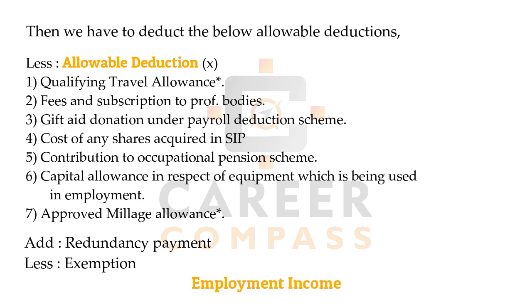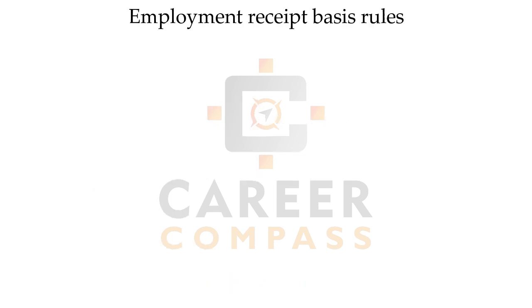So now see the other concepts of this chapter, and the first one is the employment receipt basis rules. Now what is the meaning of employment receipt basis rule? It generally determines the basis period of your employment income, like in which tax year the income from the employer should be taxed, like in 2018-19 or 2019-20. In which tax year you will be taxed will be determined by the receipt basis rule given over here.